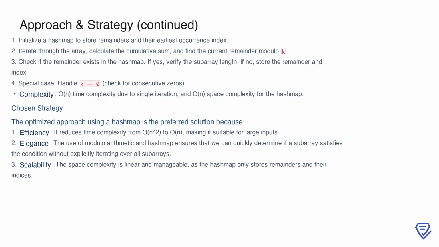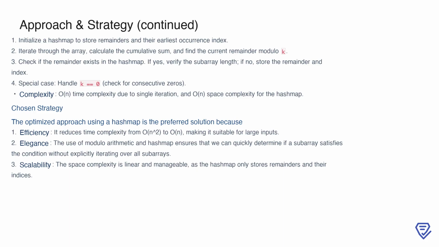As we iterate through the array, we calculate the cumulative sum and determine the current remainder modulo k. For each remainder, we check if it already exists in the hash map. If it does, we verify whether the distance between the current index and the stored index is at least 2. If so, this indicates the presence of a valid subarray, and we can return true. If the remainder is not in the hash map, we store it along with the current index.